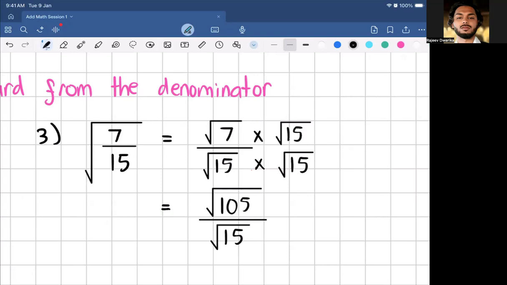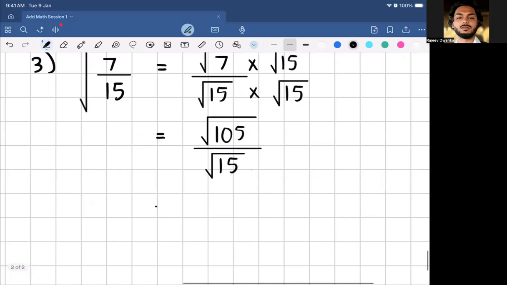All right, guys, there's more working that could be done over here. Right? Just remind me who here has a Casio. I have one. I want you to put the square root of 105 over the square root of 15. What do you get when you put the square root of 105 over the square root of 15?